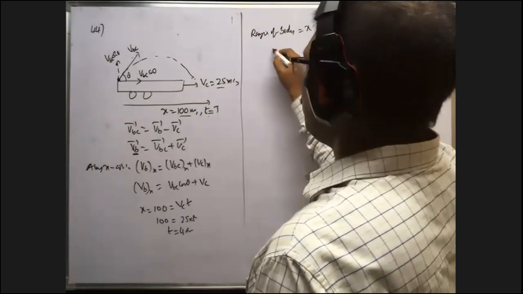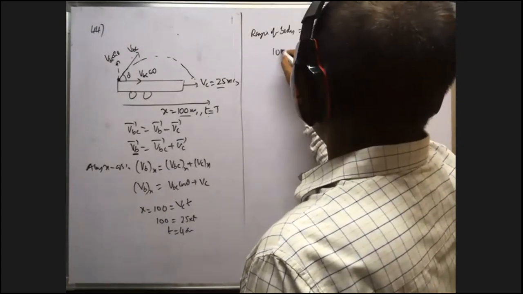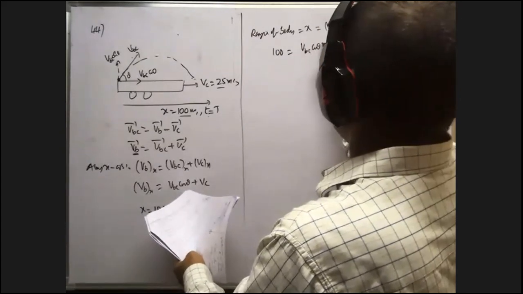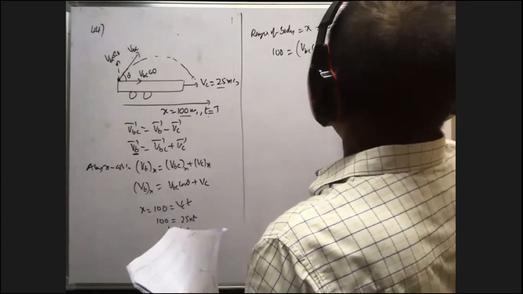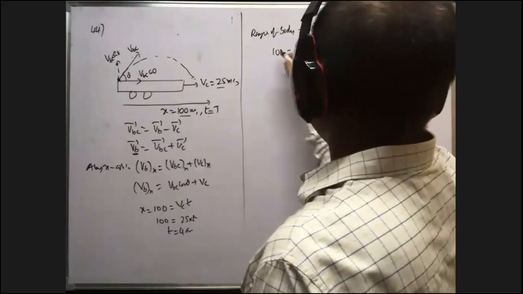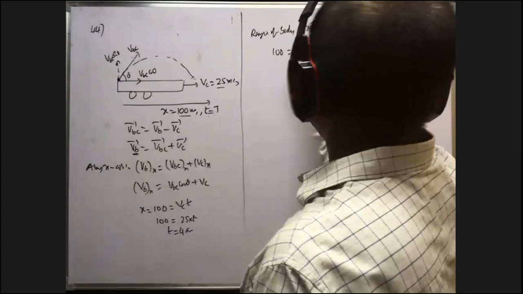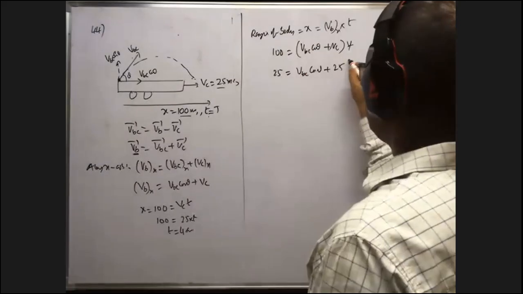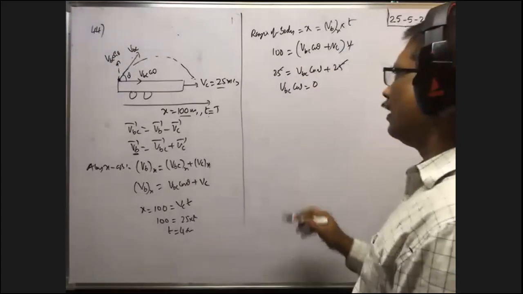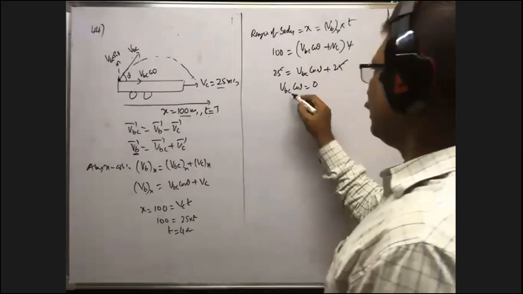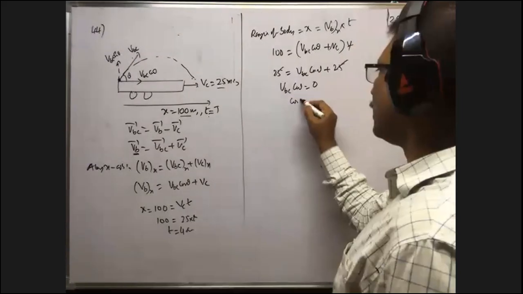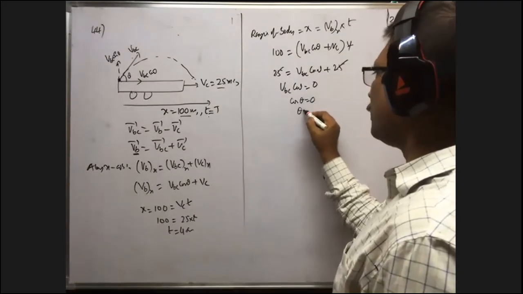So x means 100, that is equal to velocity of the body along x-axis, which is VBC cos theta plus VC, into time taken 4. So 25 is equal to VBC cos theta plus velocity of the car, again 25. This 25 cancels. VBC cos theta is equal to 0. Definitely VBC is not equal to 0, with some velocity it is projected. So cos theta would be 0. Cos theta 0 means theta is equal to 90 degree.